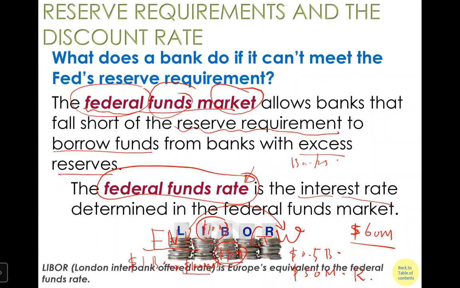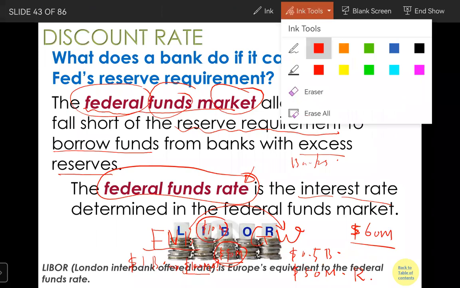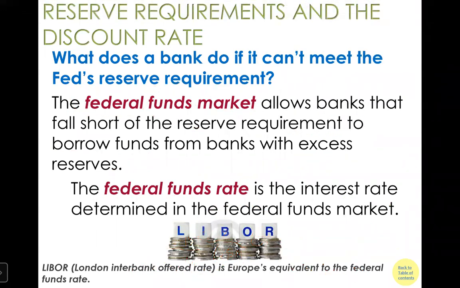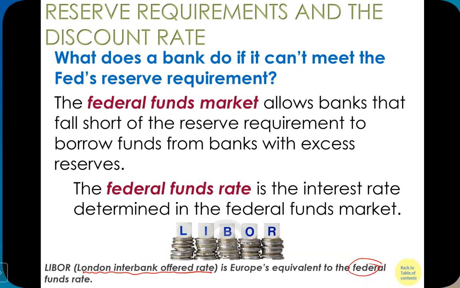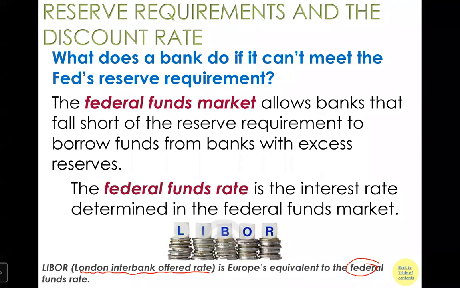And in Europe, particularly in the UK, they have a different market with a different name: LIBOR, the London Interbank Offered Rate. That is Europe's equivalent to the federal funds rate. But anyway, the key message here is that there exists a market that allows banks to borrow from each other to satisfy the reserve requirement, and they can borrow at this particular rate, right?